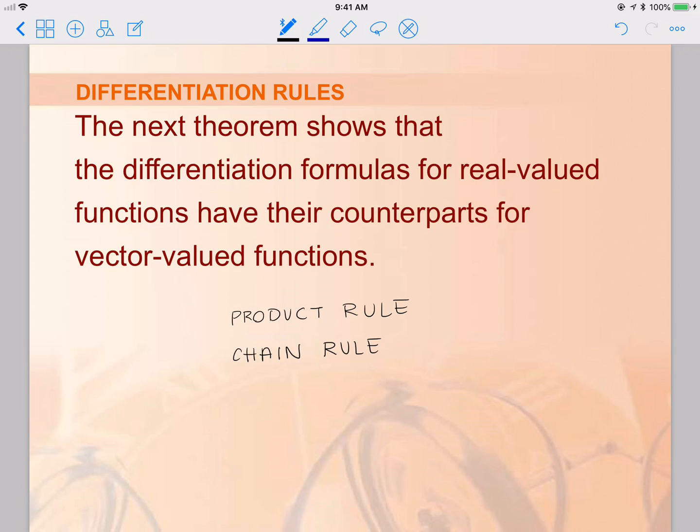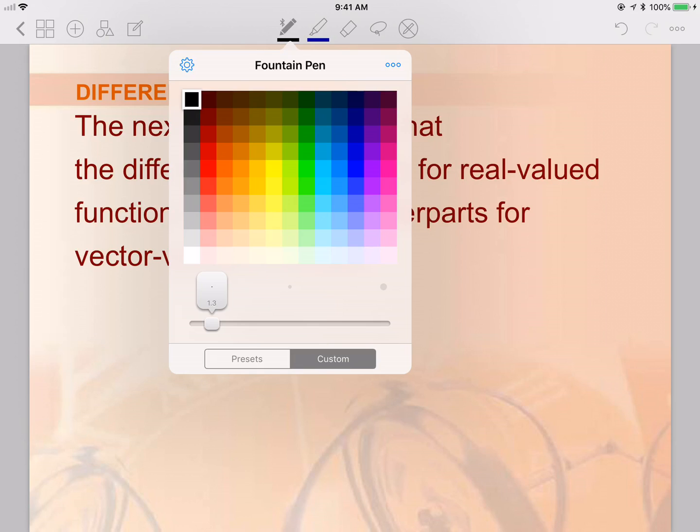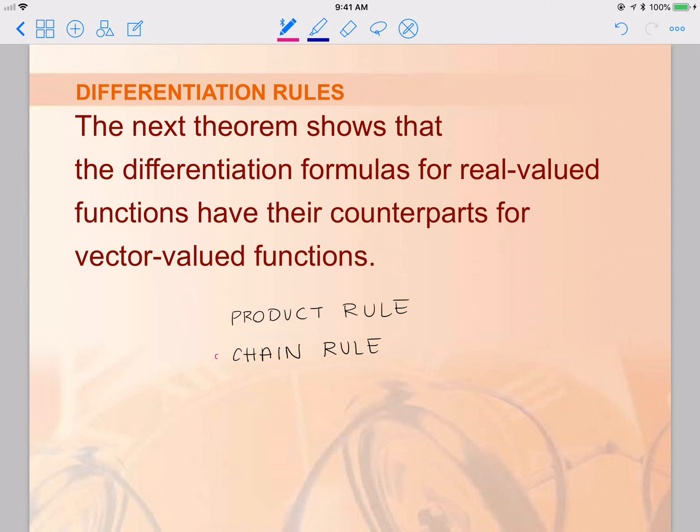Okay, so of course we need to have rules that make taking derivatives easy when we're working with vectors. Now here's the key. The main rules are the chain rule, which deals with the composition of functions. Now remember, this is going to be vector valued functions, right? And that's the same as scalar valued.